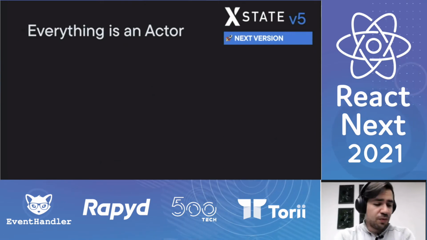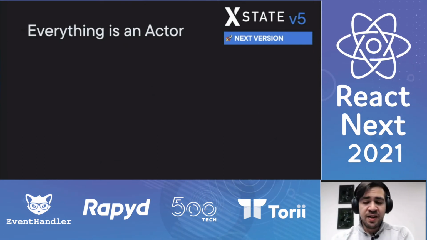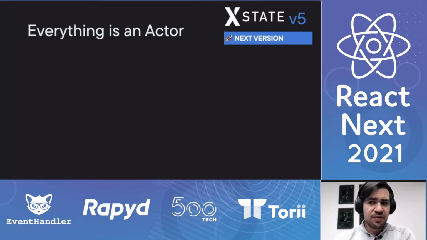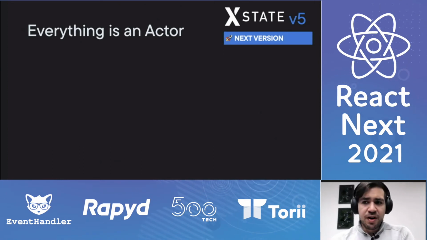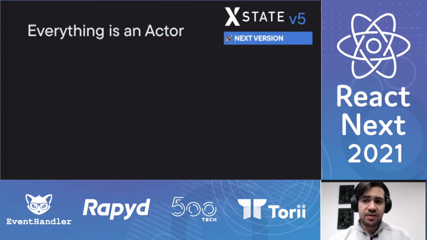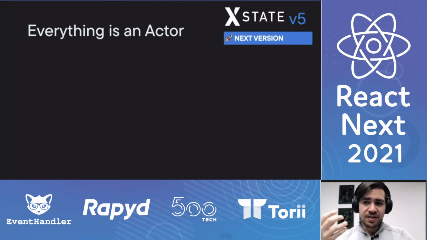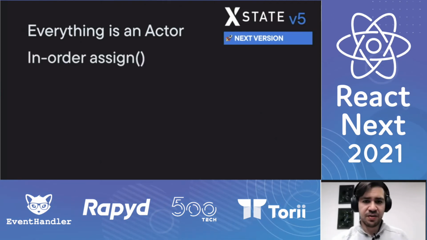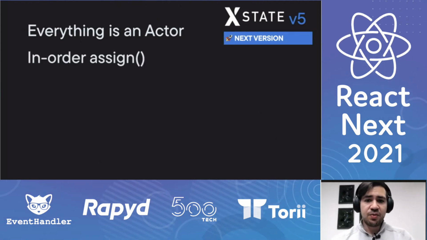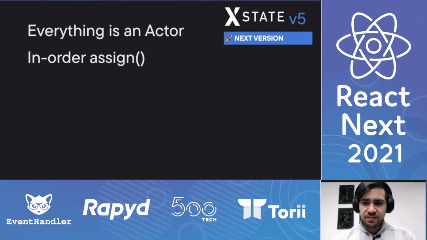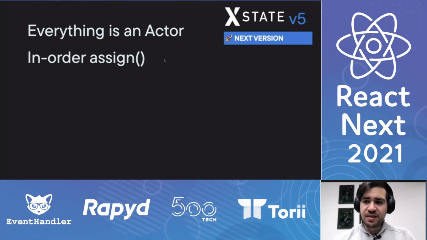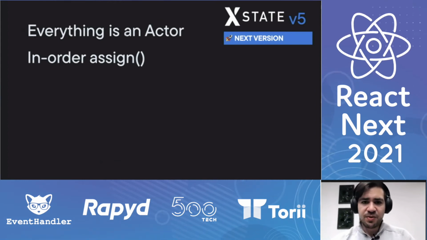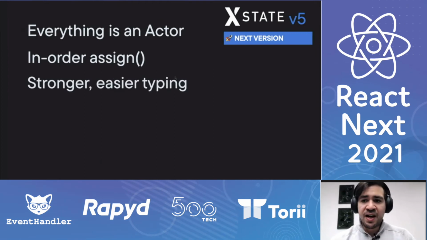In general, what we're focusing on for version 5 is, first of all, everything is an actor, so we're not going to be treating services and observables and promises any differently. All of these are just going to be the same actor interface of something that you could send events to and something where you could subscribe for events. We also have in-order assign, which is a minor detail and it's something that you can fix in version 4, but now all of the actions are going to run in the expected order. So this is more of just a bug fix.